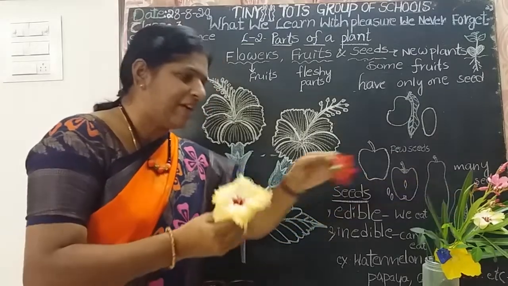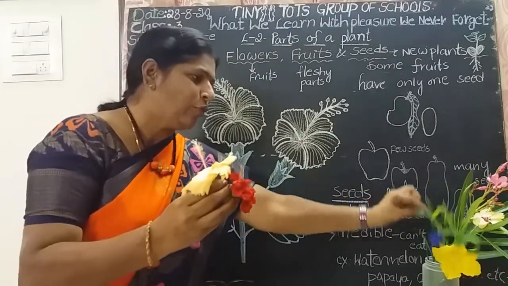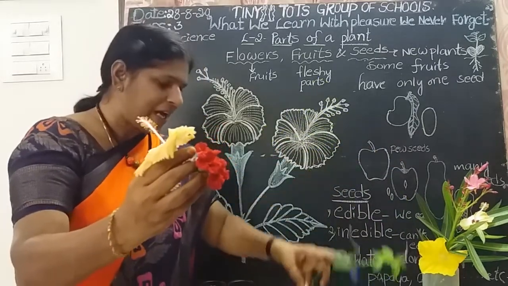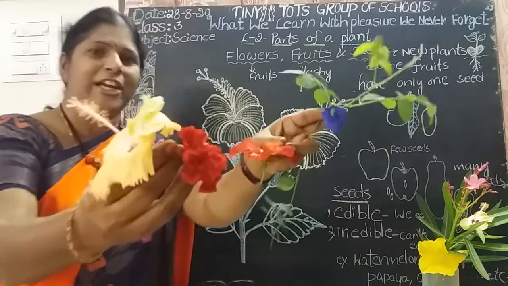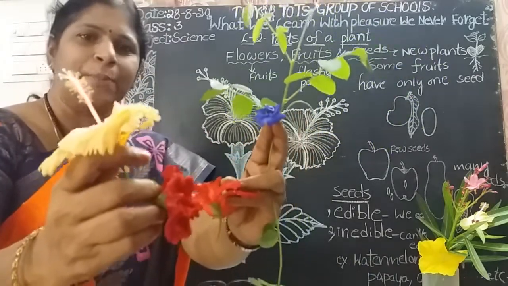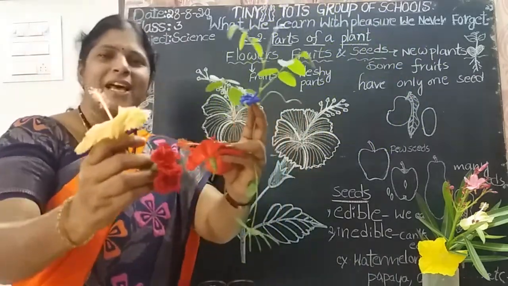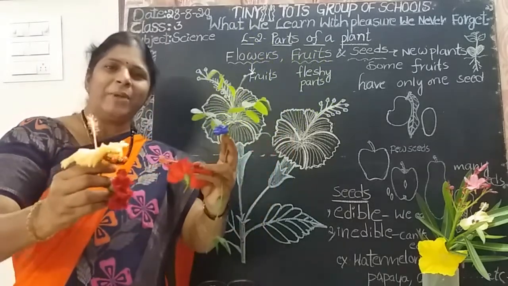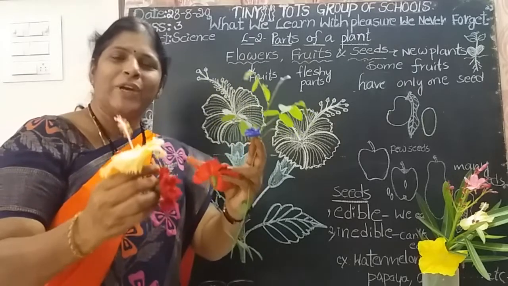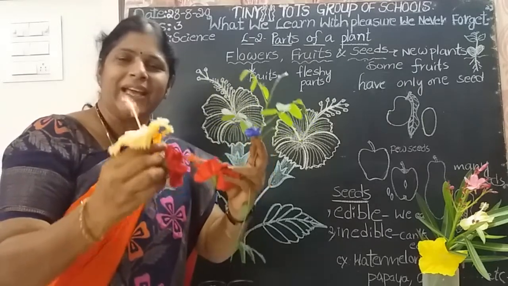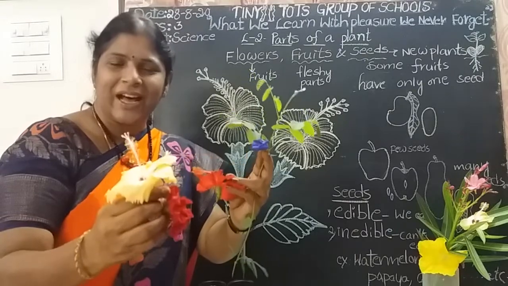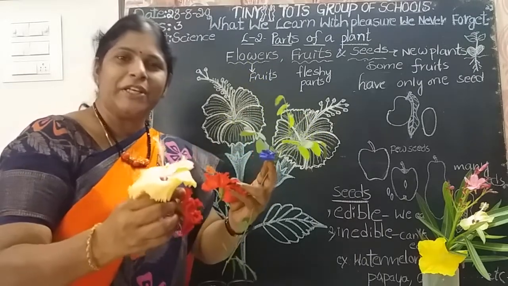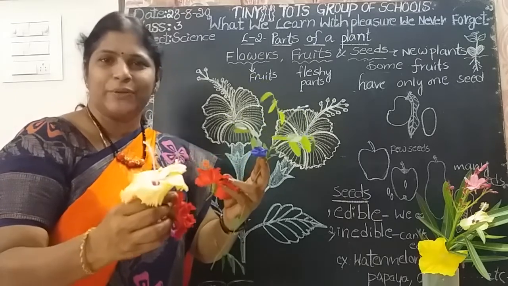Are all these flowers looking the same? No. Flowers are of different sizes and shapes, no children? Yes, they are very beautiful and colorful. Now, what makes our surroundings very beautiful, colorful and healthy? Yes, you are right. They are flowers. So flowers make our surroundings very beautiful and colorful.